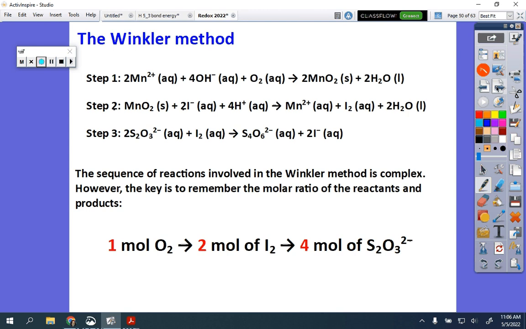So if you want to memorize anything about the Winkler method, it would be this ratio, the 1 to 4 of oxygen to thiosulfate. You can also just follow it through the reactions, which again, they will give you if they ask questions about this.